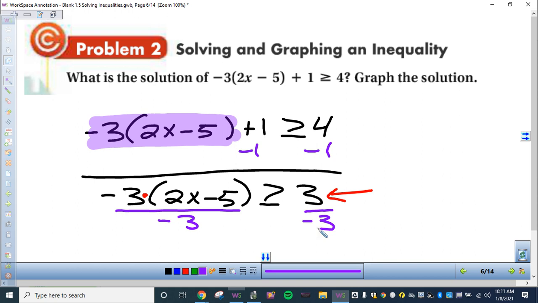You can unmute and tell me. When you divide by a negative, what happens to the inequality? What's the sign? Flip it. Right. Flip the inequality when you divide by a negative. Oh, what a great helpful hint to write down.